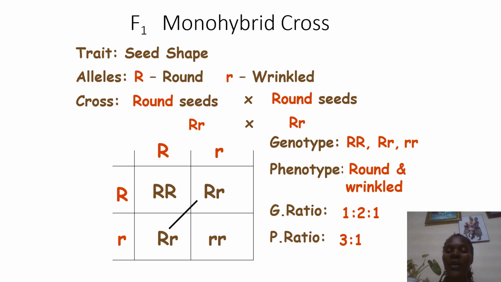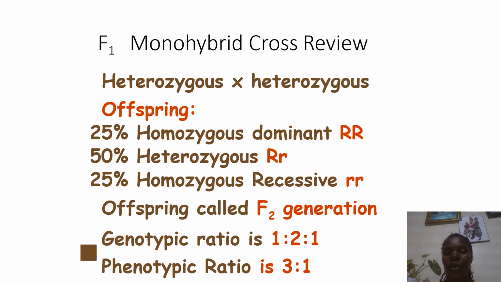When the F1 are selfed, in the F2s, the second filial generation, we are going to get the genotypes homozygous dominant, homozygous recessive, and heterozygous. For phenotype, we'll have both round and wrinkled, which makes the genotypic ratio 1 to 2 to 1, while the phenotypic ratio will be 3 to 1. So this just shows whatever the previous slide has talked about.